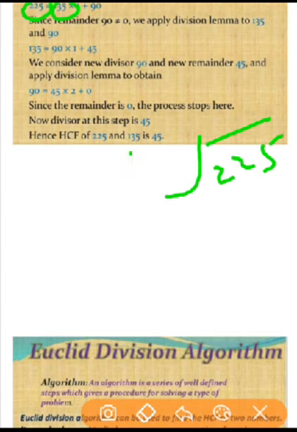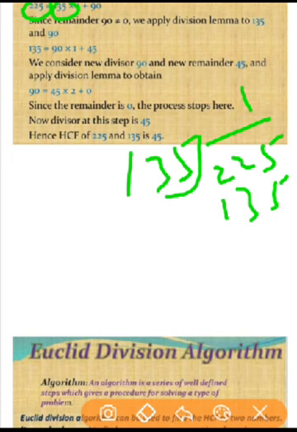225 and 135. Obviously 225 is greater and 135 is the smaller one. So we can write 225 is the dividend and 135 is the divisor. When you divide 225 by 135, 135 times 1 is 135, and you write the remainder.